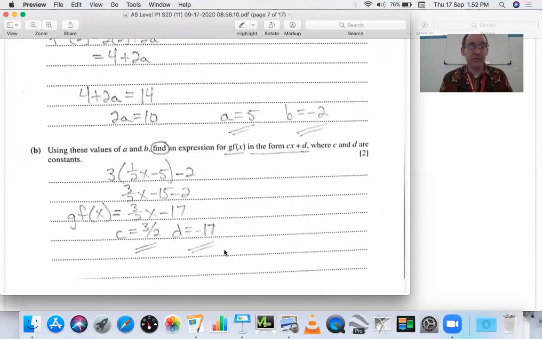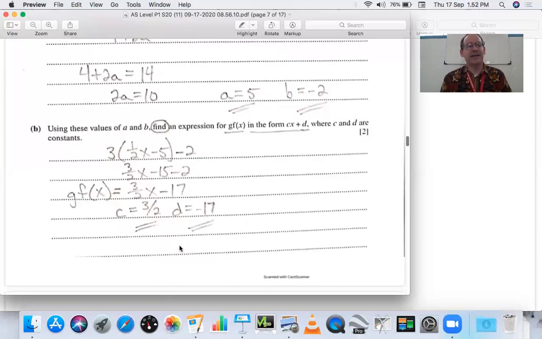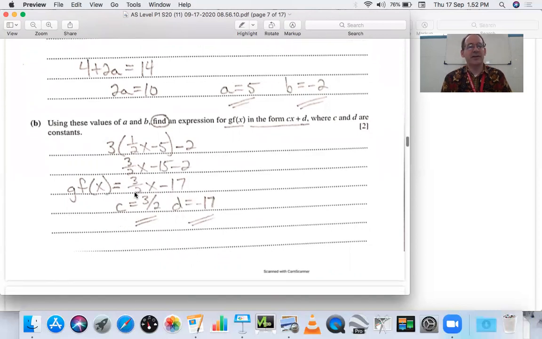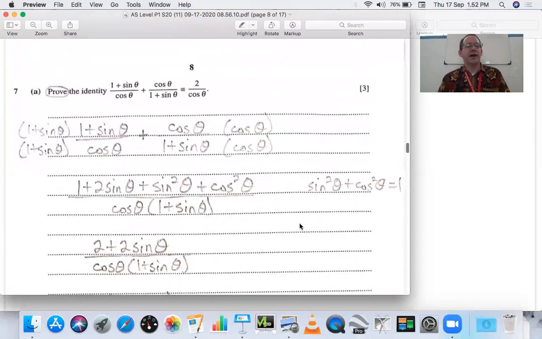We distribute the 3 through, combine like terms, and so g of f of x equals 3/2 x minus 17, where the c value is the 3/2 and the d value is the -17. Moving on to number 7, now we get into trigonometry.